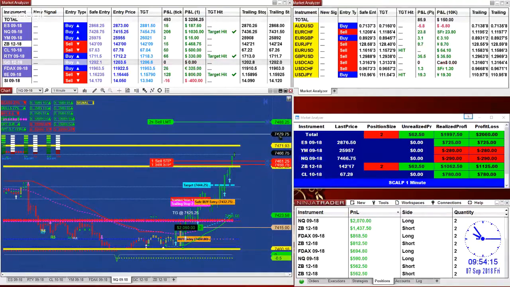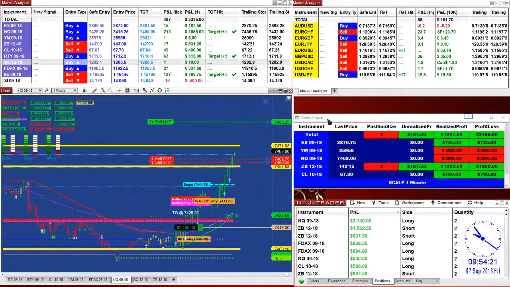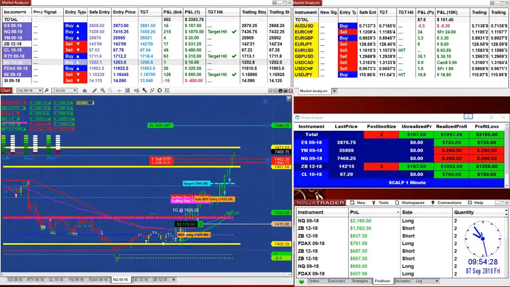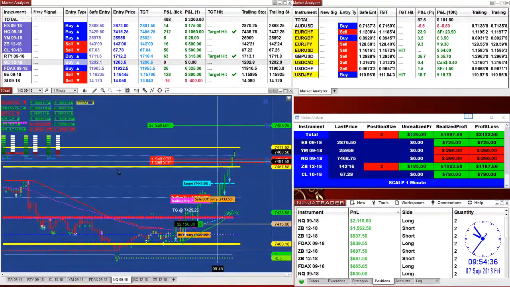Once we are done with this, we'll cover the ES as well. I'm just trying to keep my eye on this one here. The ES just had an entry target, and I'm sure the auto trade has nailed that trade. I just wanted this Nasdaq to come down a little bit so we can pull those.